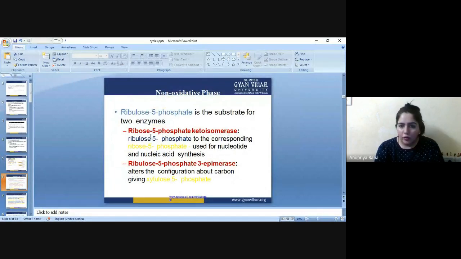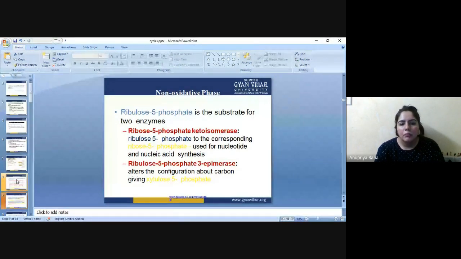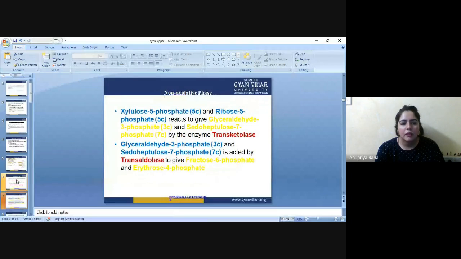Next is the non-oxidative phase. Ribulose 5-phosphate will then be converted. We will take it with a diagram, I think, because this is theory and you can get confused.